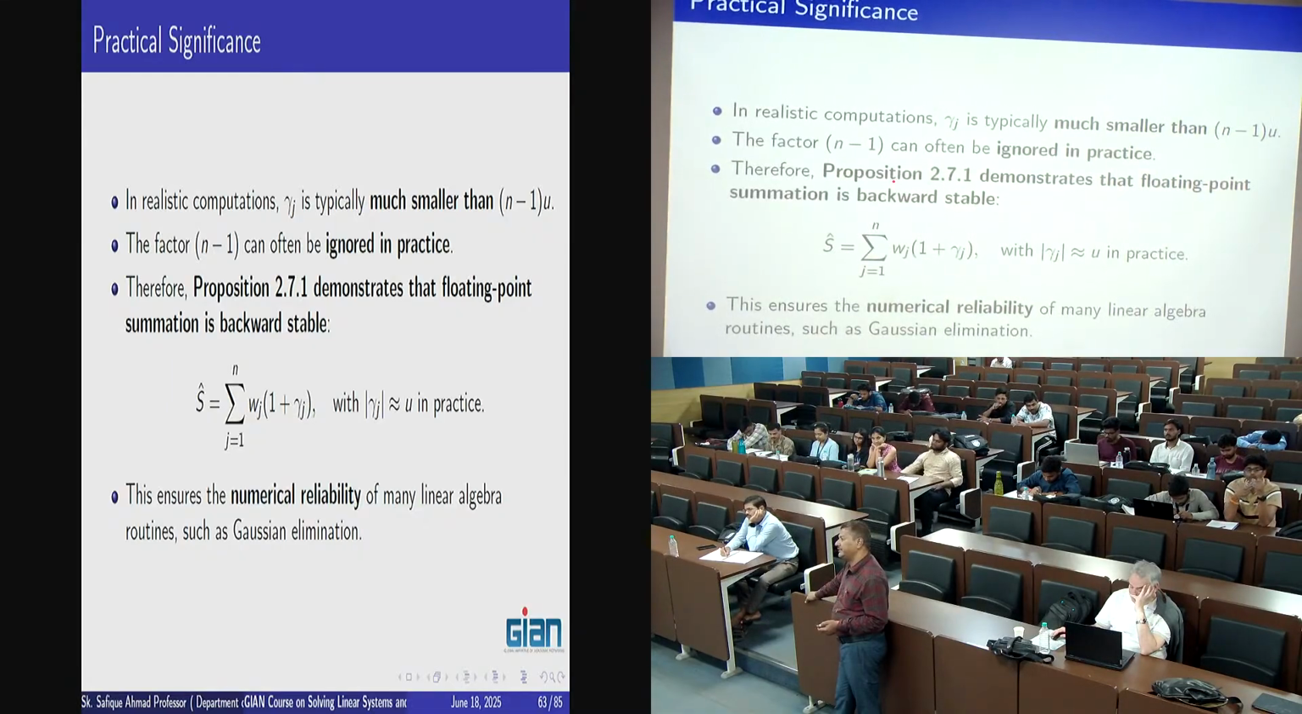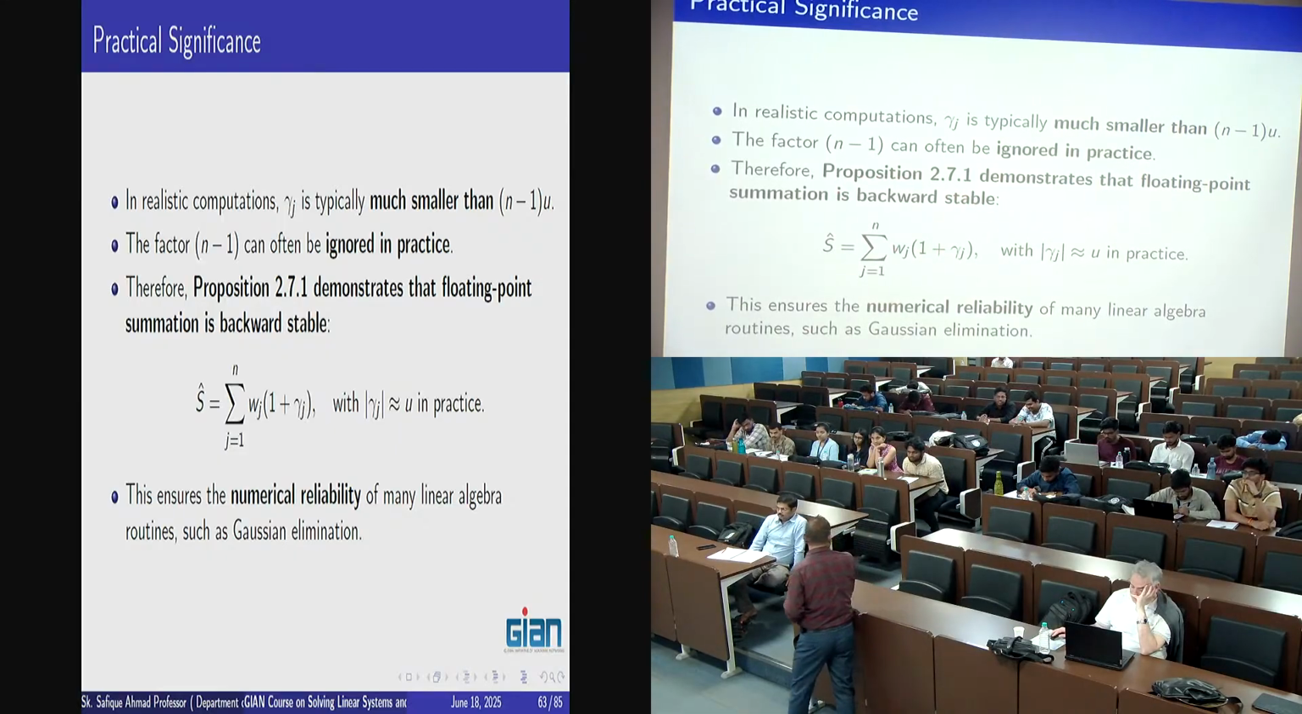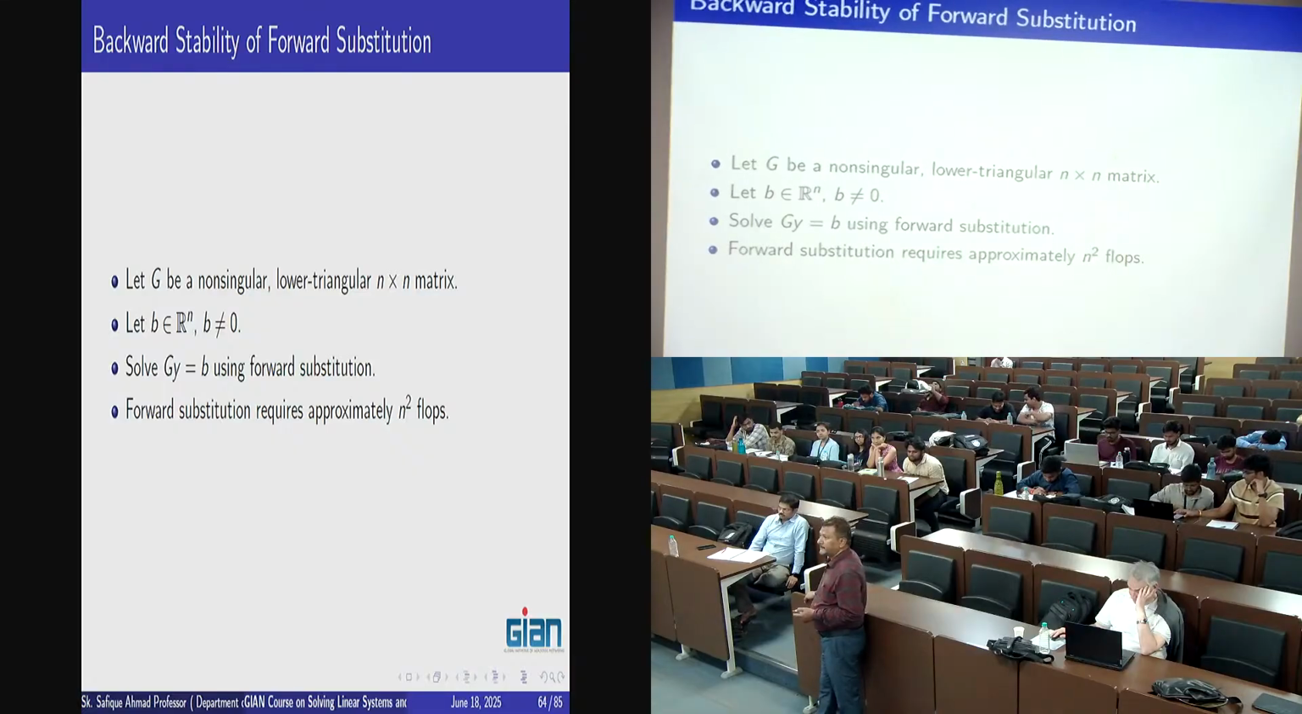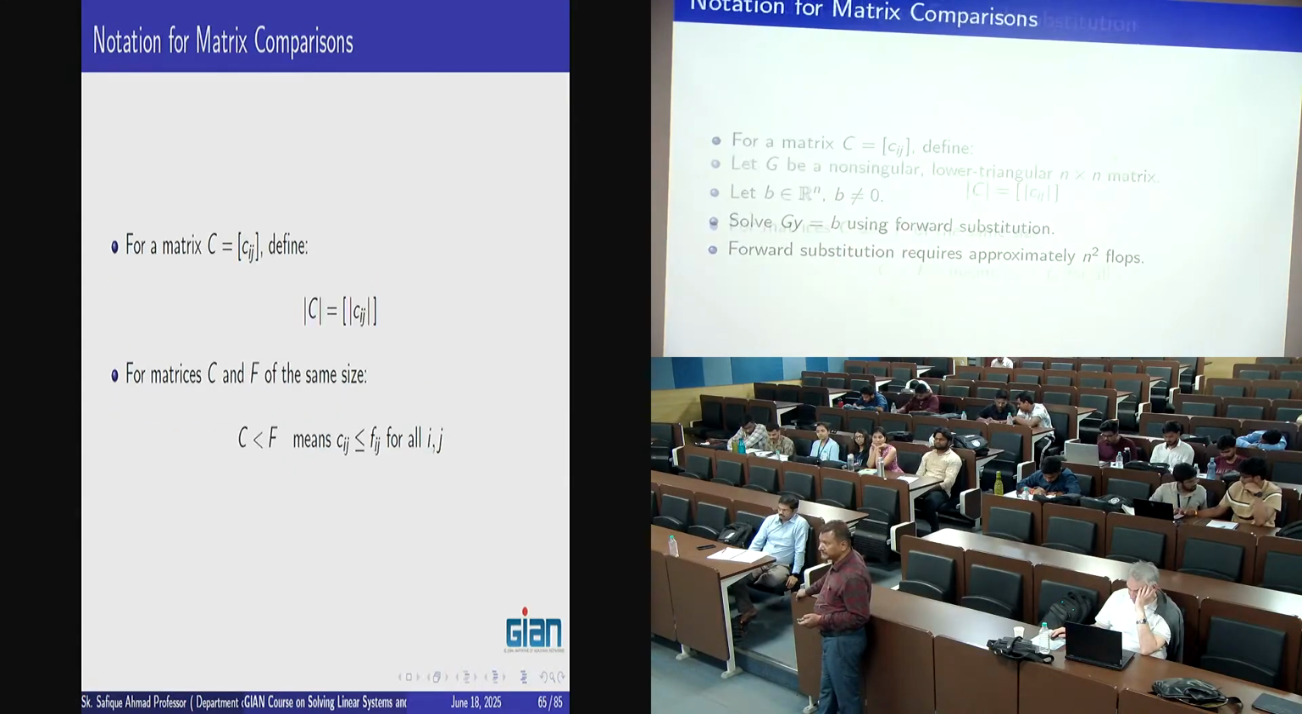And similarly, we have seen that Gaussian elimination without pivoting is sometimes unstable, when you calculate with floating point arithmetic. For backward stability, here you have G a non-singular matrix, and you compute Gy equal to B using backward substitution with floating point arithmetic.